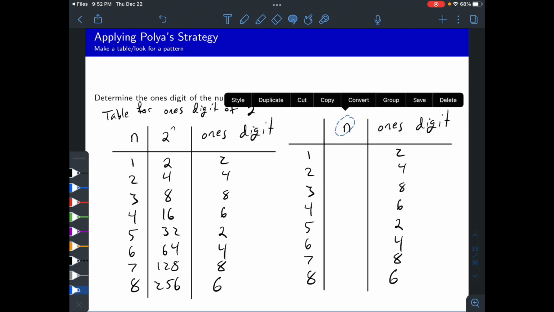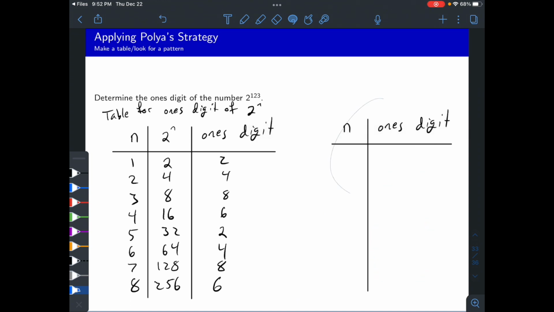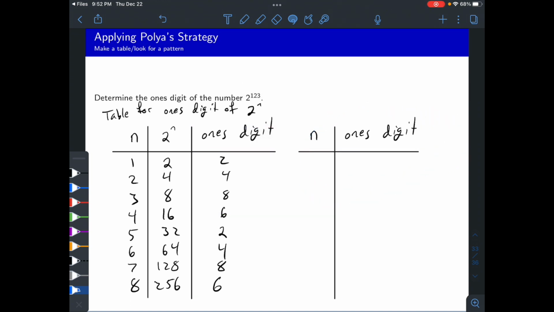Let's maybe just do n, and then look at the ones digit. All right, well, if I were to do, let's copy 7 and 8 back here. So 7 and 8 had a ones digit of like 8 and then 6, and then 9.